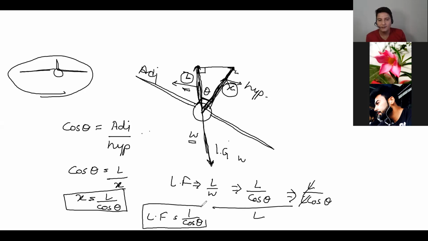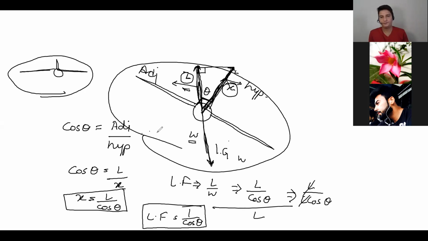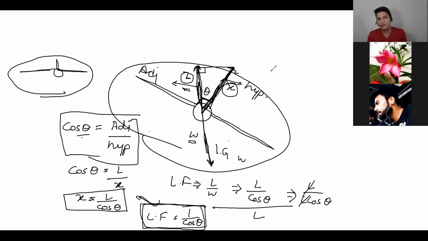This is the formula that you have to remember. But this is how it is derived. You don't have to remember all of this, but it is better to keep in mind that cos theta equals adjacent divided by hypotenuse. If you forget that load factor equals 1 upon cos theta, you can go back to this diagram. Otherwise, what is mainly required is LF, load factor, equals 1 upon cos theta, whenever we are taking a turn.